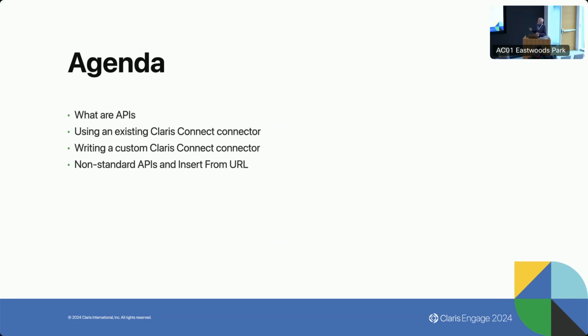Today, we're going to have a look at what APIs are. We're going to look at using an existing Claris Connect connector. We're going to write a custom Claris Connect connector, and that's the bit that has really expanded the capabilities of Connect. Connect was able to do a ton of things, but the fact that we can now write our own connectors really does make it even easier. And then right at the end, we're going to have a look at how we can still use the Insert from URL script step that my previous session was all about to do things that we still can't do with Connect for one reason or another.